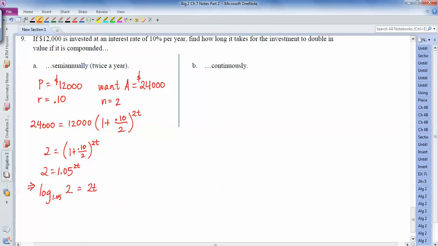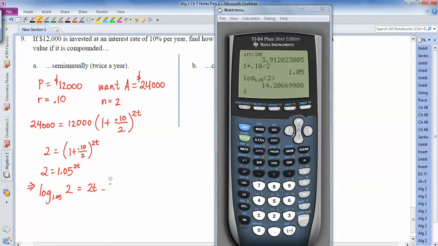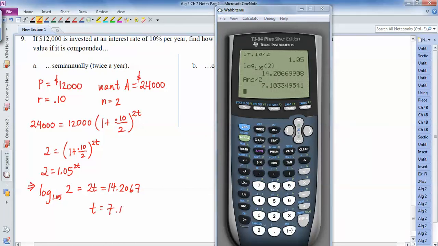And then if we plug that left side in the calculator, log base 1.05 of 2, so that equals 14.2067. And then we just need t by itself, because we really solved for 2t. So if I divide that all by 2, we get 7.103 years. So there's that. That's how we do that one.